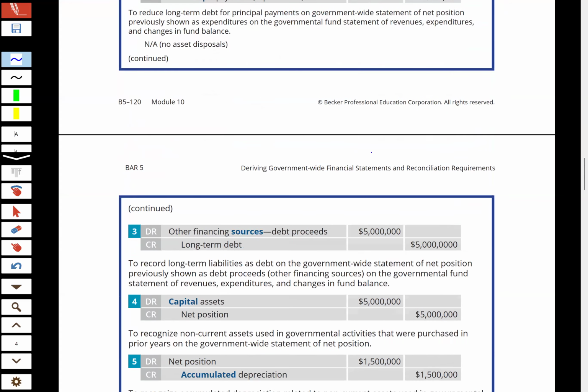Going through the other financing sources, again, I'm not going to keep scrolling back and forth because I don't want you to lose your mind. But we would do what? We would debit the other financing sources. Remember, other financing sources are like a non-operating revenue. Issuing debt is not a revenue at all under full accrual, so we would credit the long-term liability for that.